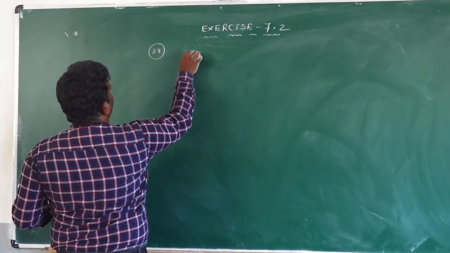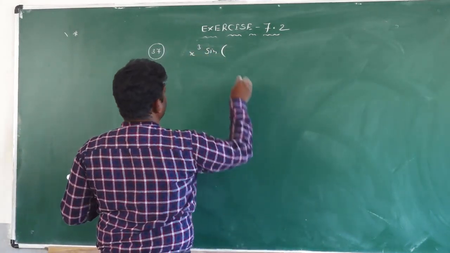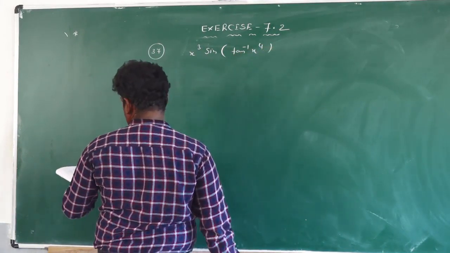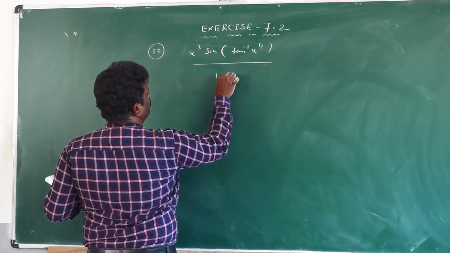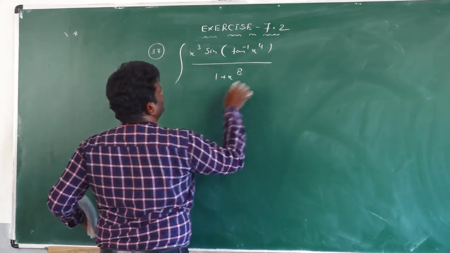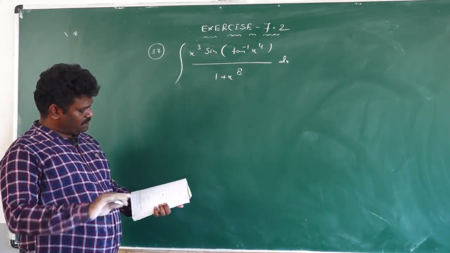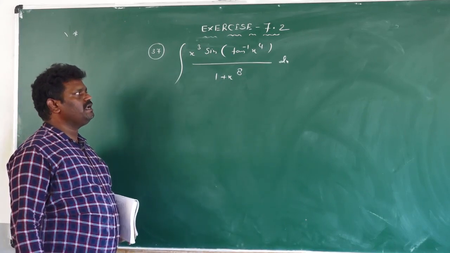Evaluate the integral of x cube sine of tan inverse of x power 4 divided by 1 plus x power 8, dx. Right, Sima? x cube sine of tan inverse of x power 4 by 1 plus x power 8 dx.